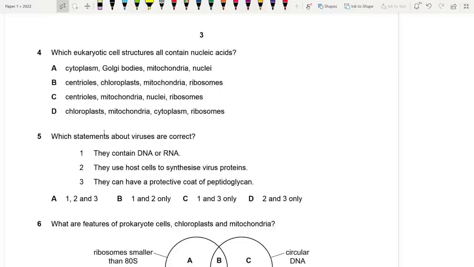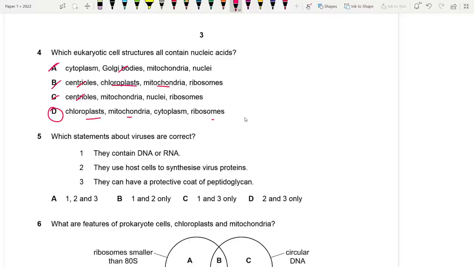Okay, so basically nuclei do contain nucleic acids. Golgi body does not. Chloroplast and mitochondria do contain nucleic acids because of the endosymbiont theory. They were mainly bacteria. They have 70S ribosomes, right? That's the logic behind this. But centrioles don't. Okay, centrioles don't. So that's why D is the answer.